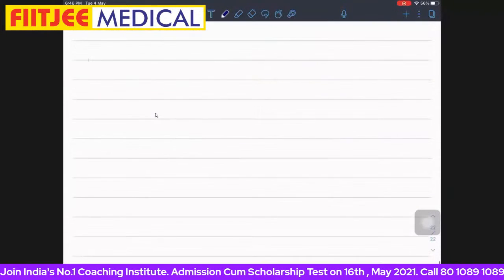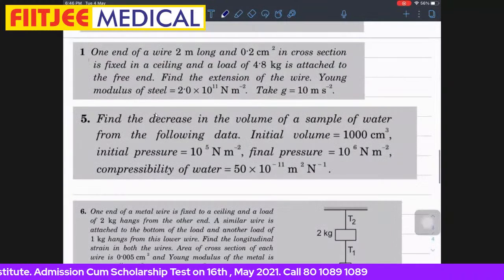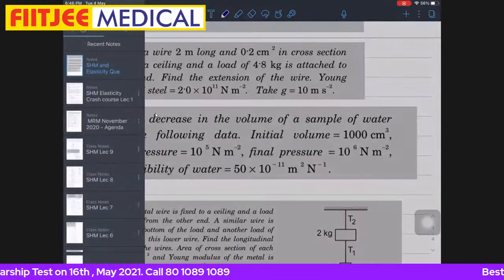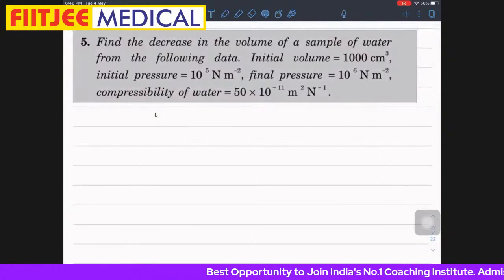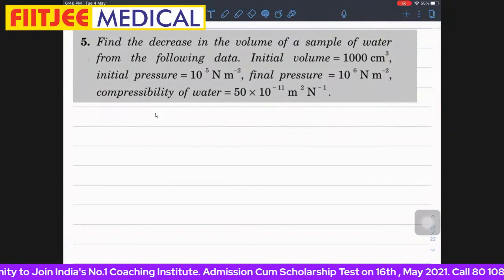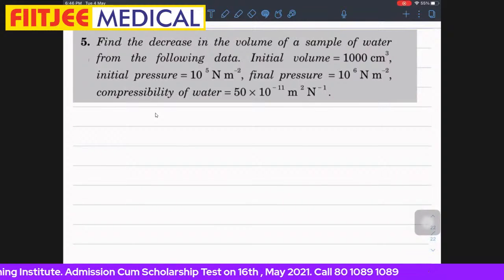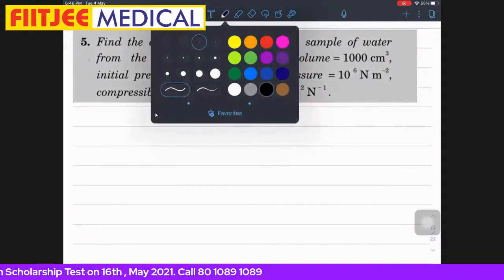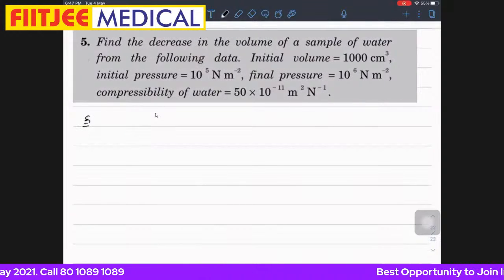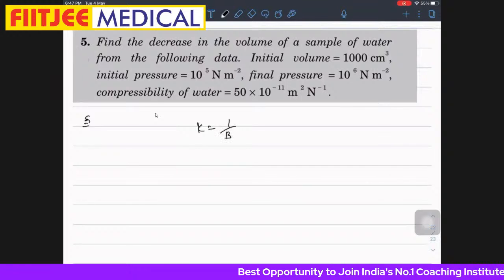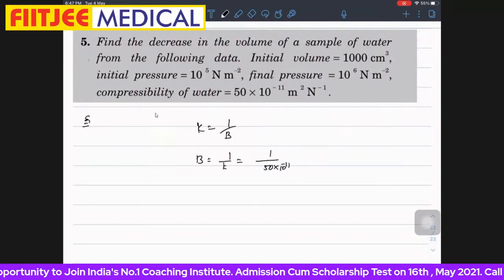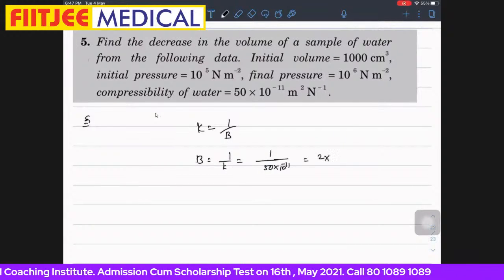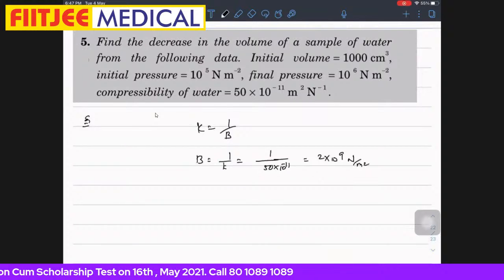If we take one more problem, find the decrease in the volume of a sample of water from the following data: initial volume, initial pressure, final pressure, and compressibility. Here instead of bulk modulus, they give you the compressibility in this data. So compressibility I can write as 1 by bulk modulus, so bulk modulus is 1 by K. So 50 into 10 to the power minus 11, so this will come 2 into 10 to the power 9 Newton per meter square.